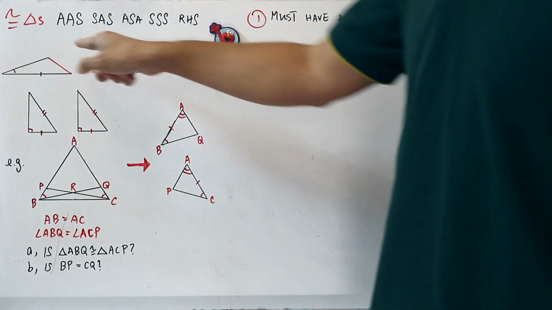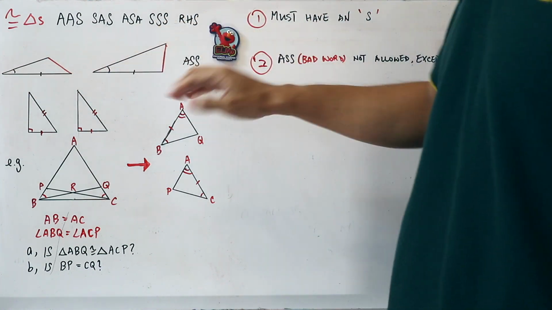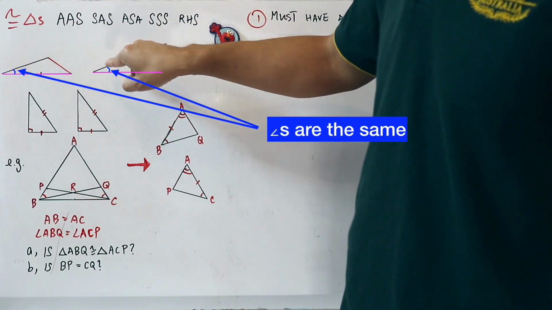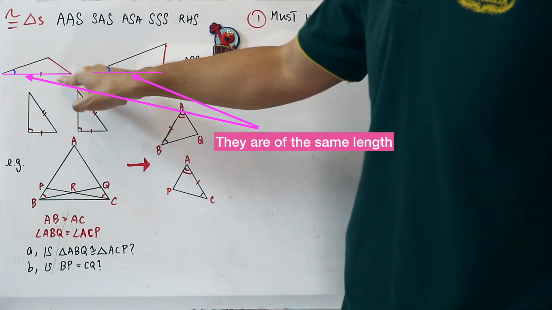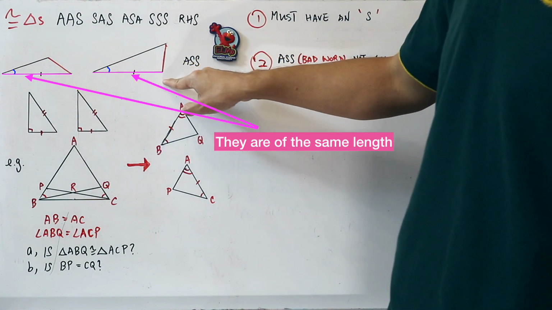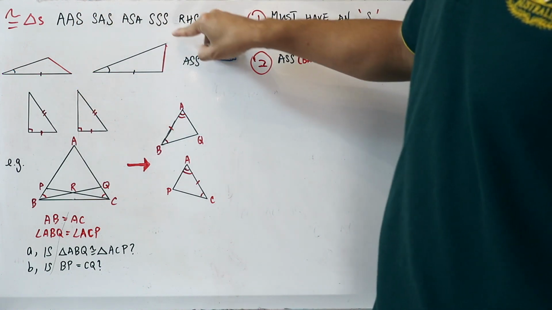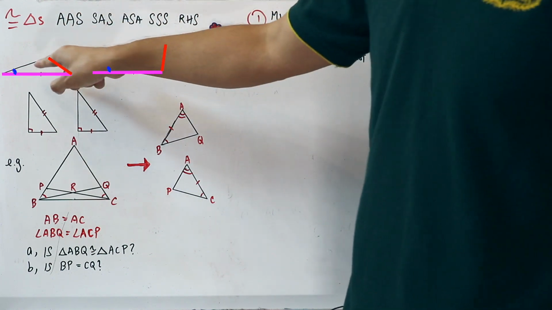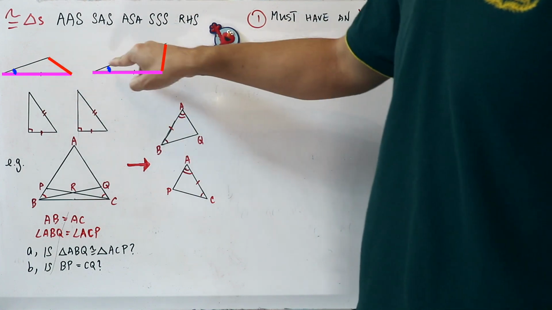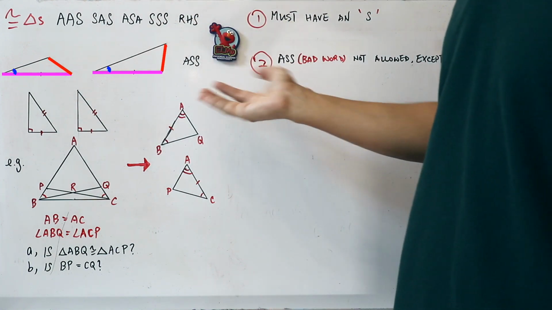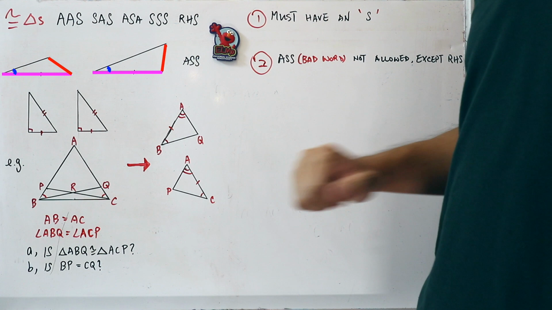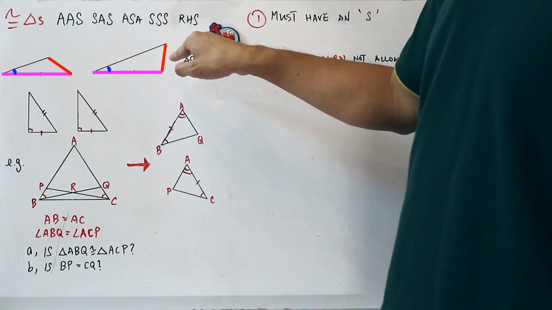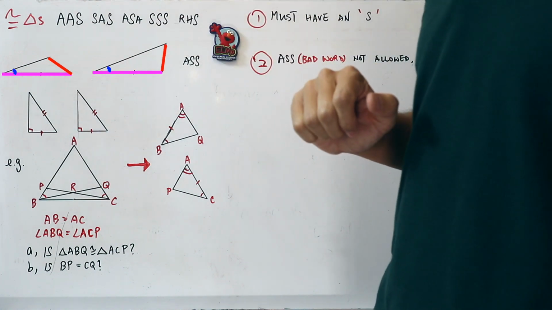On this whiteboard, I've drawn out 2 triangles. These 2 triangles have the same angle, so this angle is the same as this angle. This side is also the same as this side. And the side I've highlighted in red, their lengths are the same. So as you can see, they satisfy ASS. But obviously, these 2 triangles are not the same. So this shows you why ASS is not a sufficient reason to show that these 2 triangles are congruent.